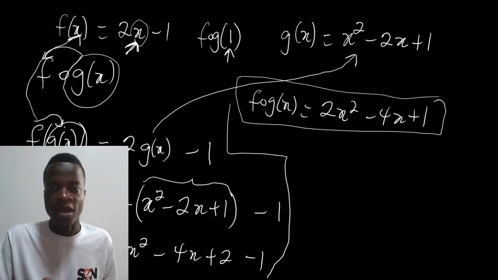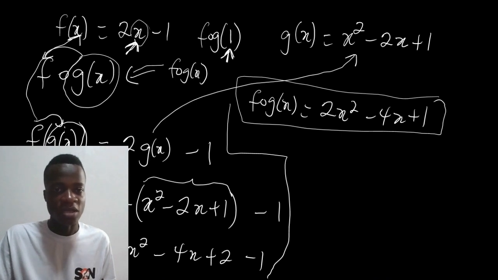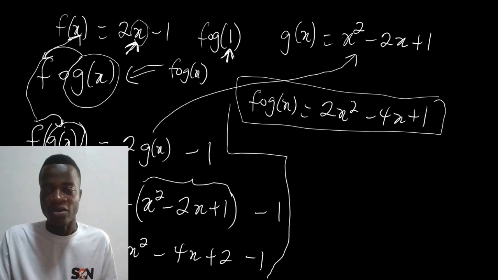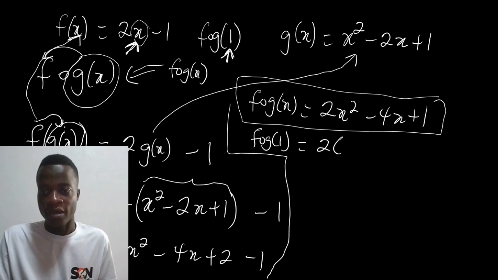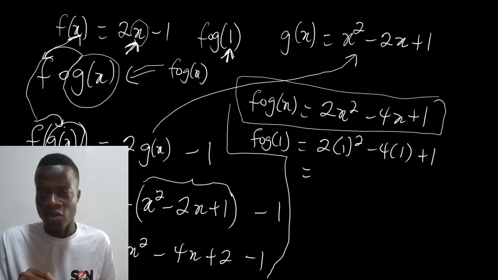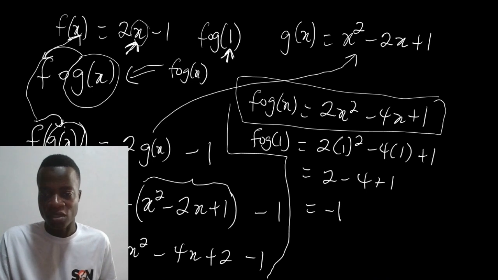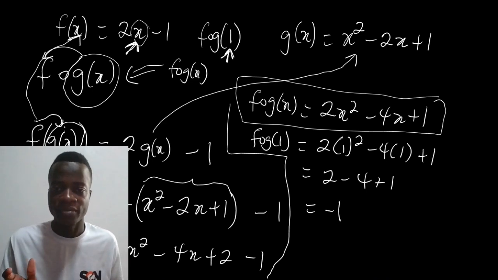There are two ways of doing this. The first way is to consider it as f of g of x first. You remove the 1, you put x as a variable there. Then you do this expansion that we got, the same thing. When you finally get here, you now replace the x with 1. So f of g of 1 is going to be equal to 2 times 1 squared minus 4 times 1 plus 1. So you have 2 minus 4 plus 1, and it's going to give you negative 1. So this is the final answer for f of g of 1. Just replace the variable with that.